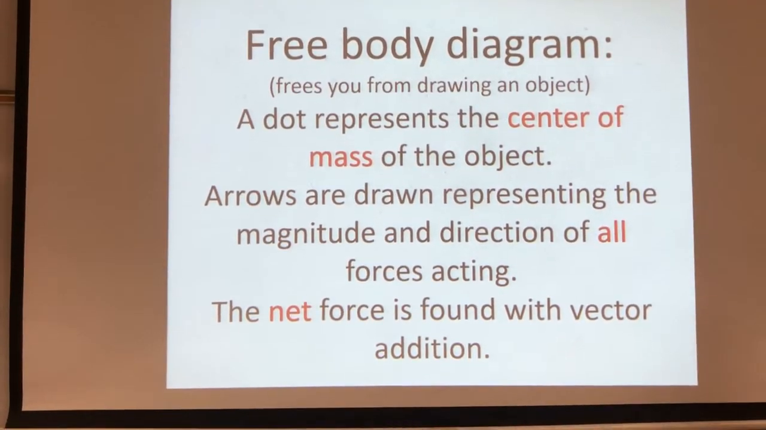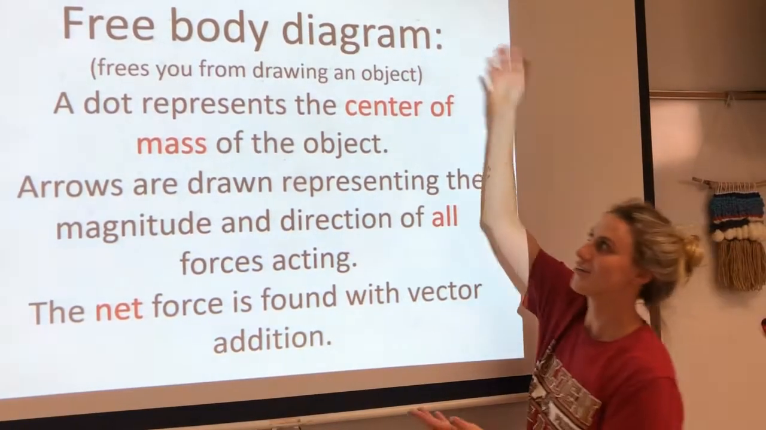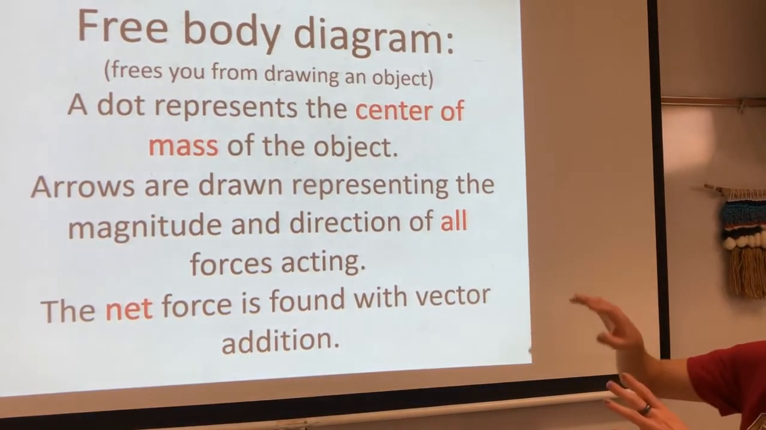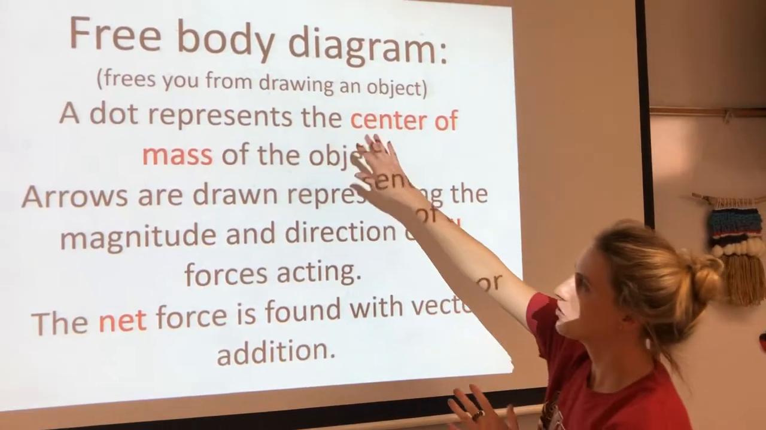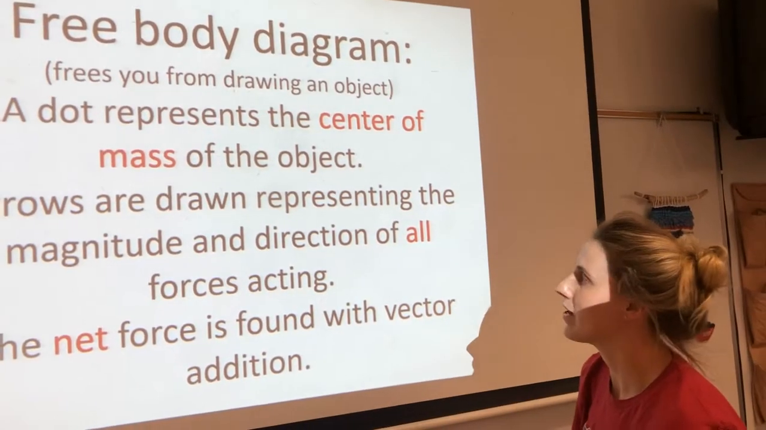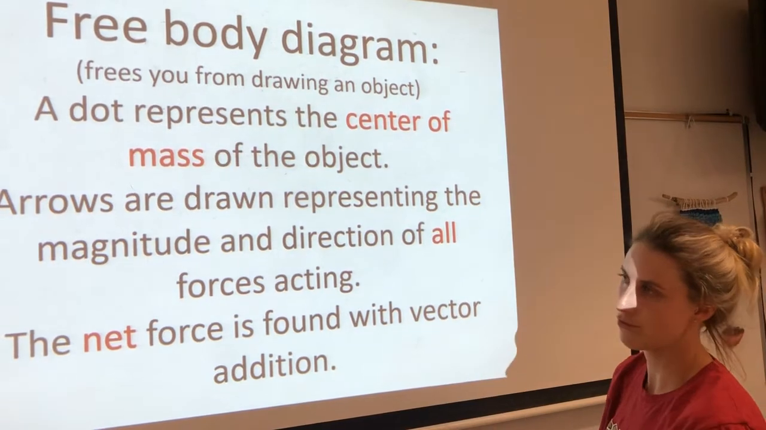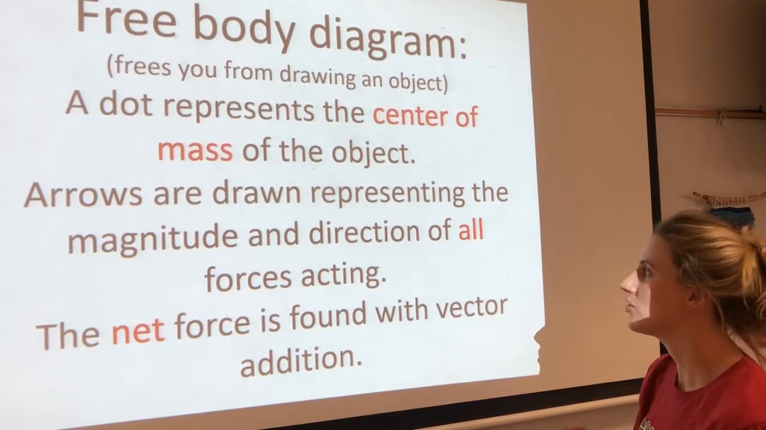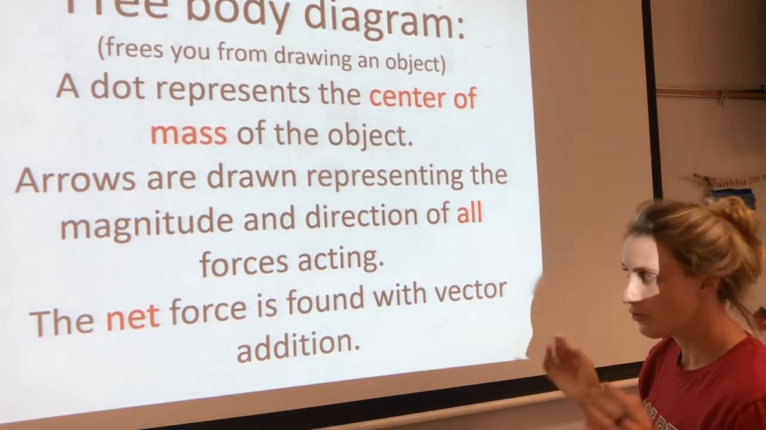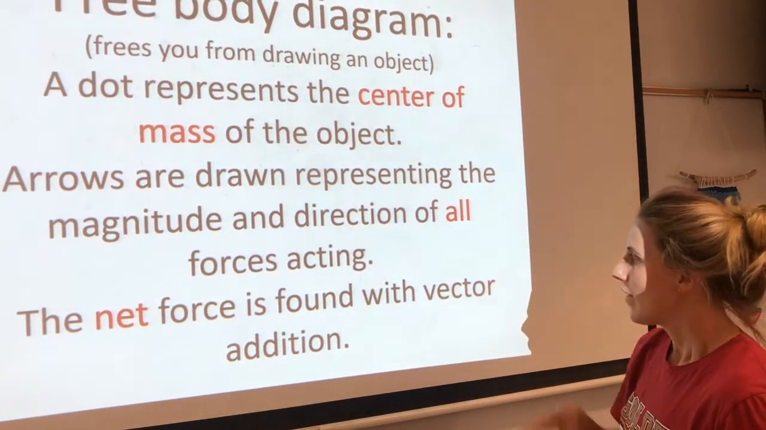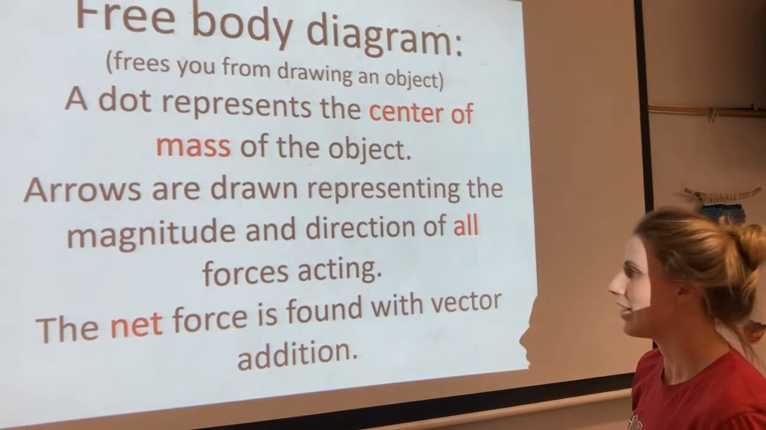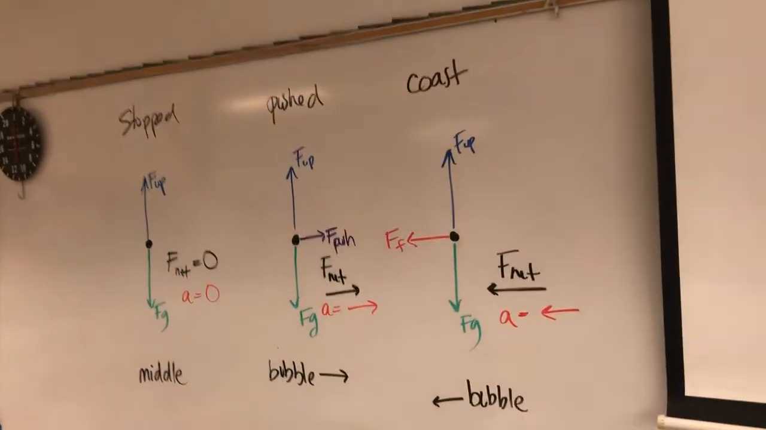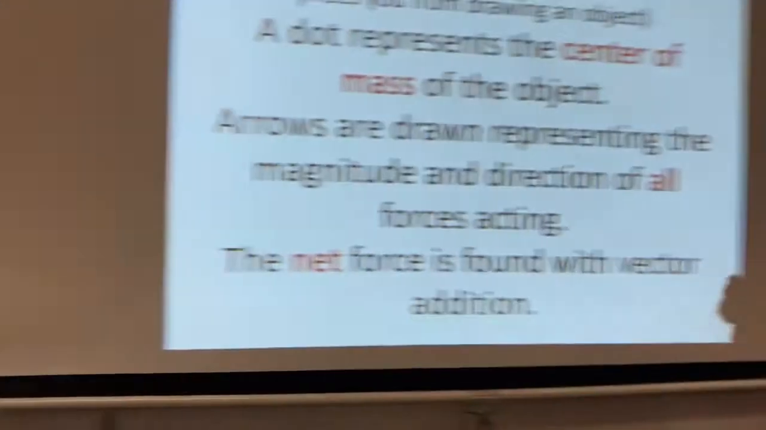And this pretty much covers our free body diagram talk. Let me review real quick. The dot represents the center of the mass of the object, so our dot over there for our cart. The arrows are drawn to represent the magnitude and direction of all the forces acting on it. And the net force is found with vector addition. Oh, we were adding vectors over here? Okay. My last question.